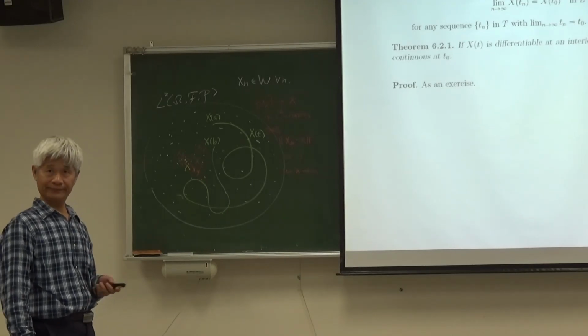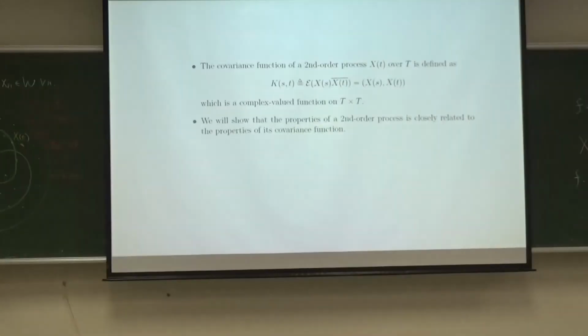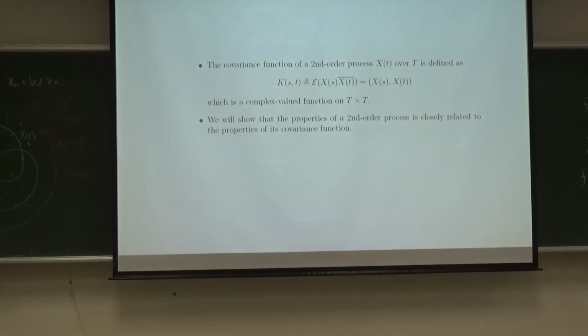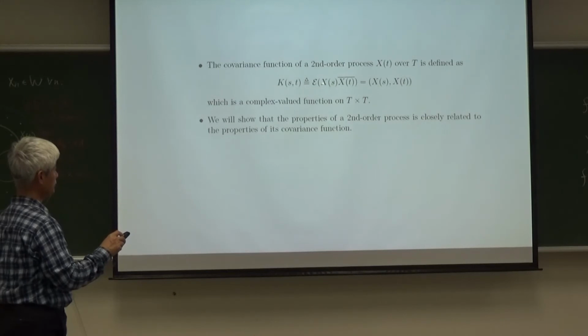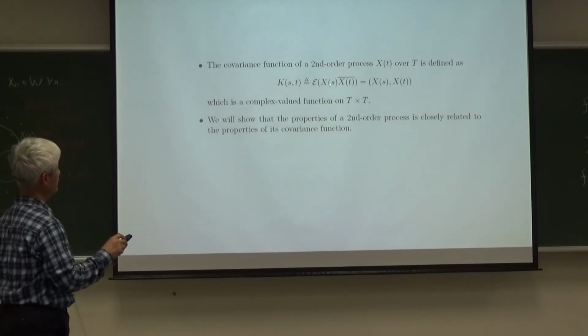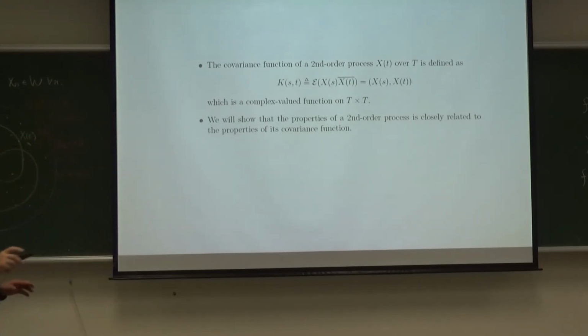Any questions? Now we define the covariance function of the second order process x(t). The covariance function actually gives us the inner product between random variables in the curve. So it's the inner product of x(s) and x(t). So we define the covariance function as the inner product here.